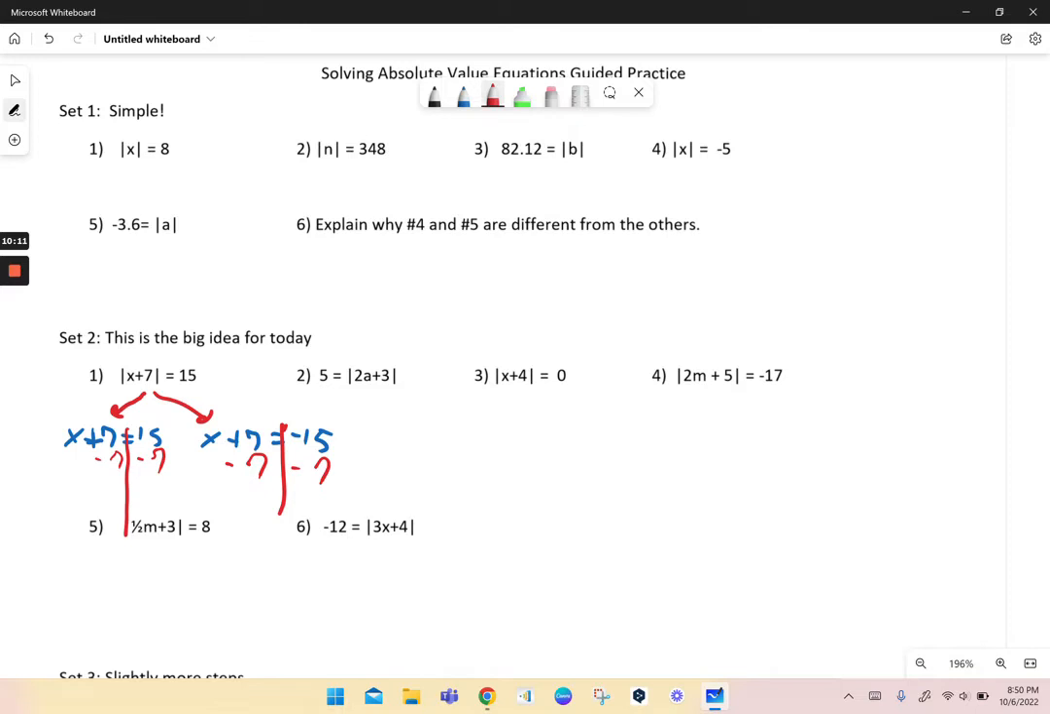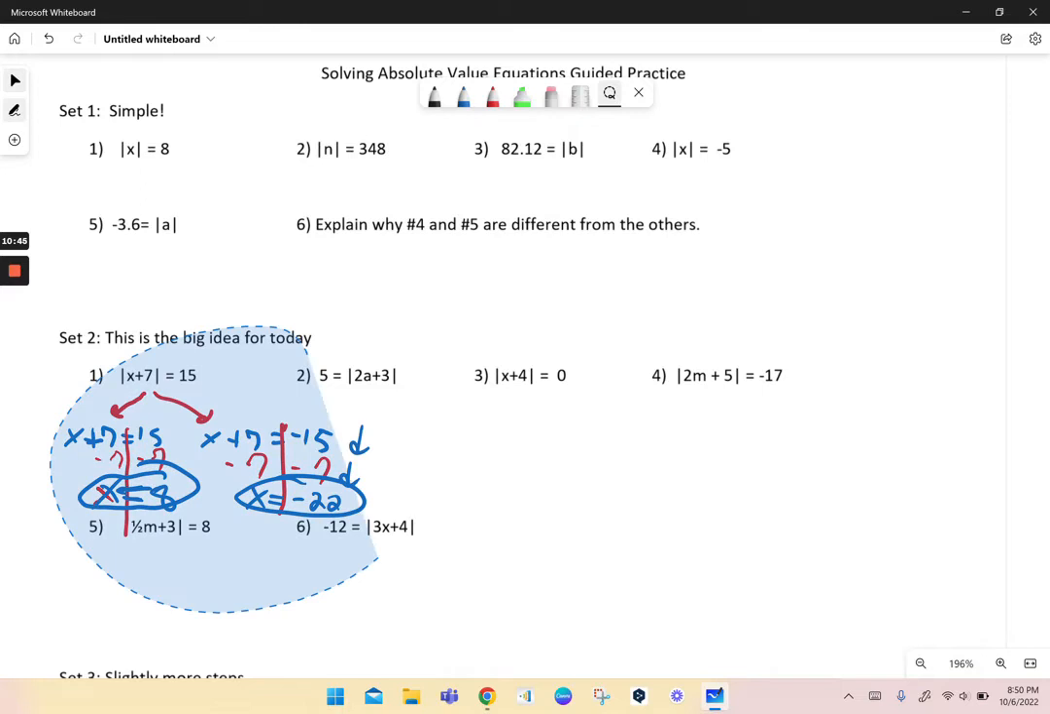x equals 15 minus 7 is 8. Here, negative 15 minus 7 is negative 22. We went down by 15, down by 7 more. That's down by 22. And so we have two different answers. x could be 8. x could be negative 22. If x is 8, 8 plus 7 is 15, and the absolute value will still be 15. If x is negative 22, negative 22 plus 7 is negative 15, and the absolute value will turn it to positive 15.